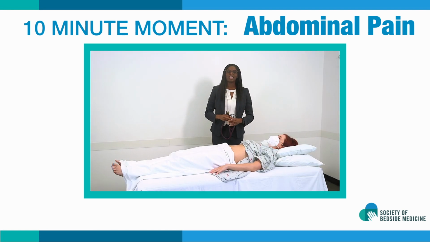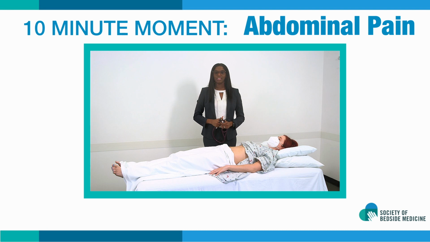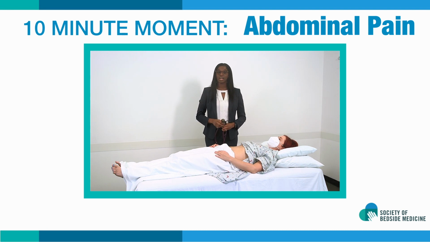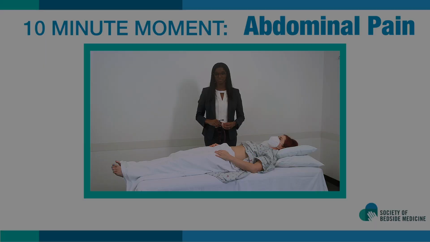As noted during the inspection portion of the exam, visible peristalsis and abdominal distension are helpful exam findings that increase the likelihood of a small bowel obstruction. Auscultation of the abdomen may reveal hyperactive bowel sounds, which can also increase the likelihood of a small bowel obstruction and has a likelihood ratio of 5.